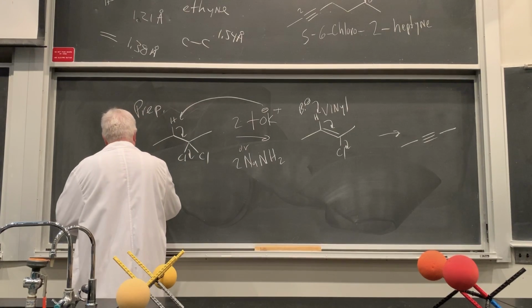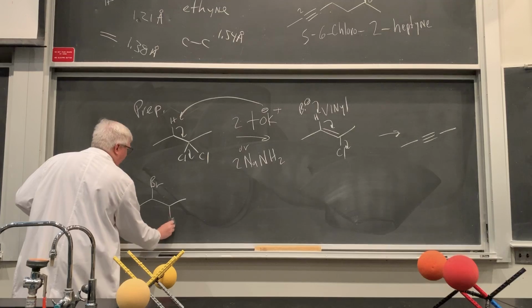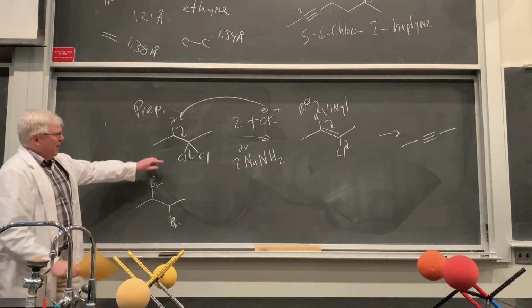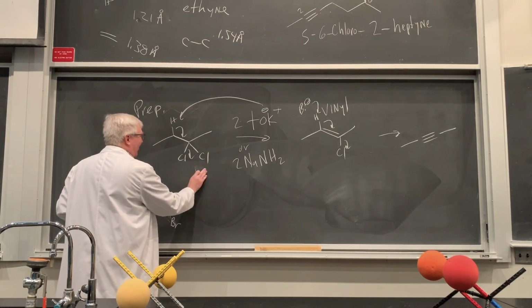You can also have the 2 halides and 2 leaving groups on adjacent carbons. They don't have to be on the same carbon. We call these vicinal, geminal.